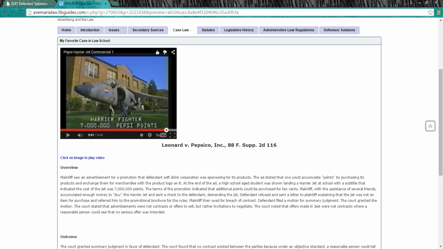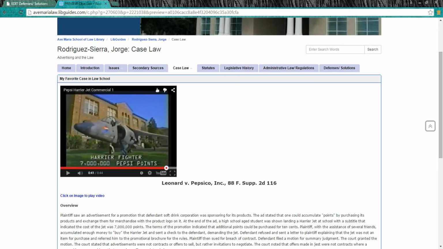As anyone who's read the case knows, he didn't get the jet because that was not considered a contract. That was considered just advertising, just some kind of entertainment, and the court said no serious consumer would think that you would be able to buy a military jet by drinking a soft drink. But there were many rounds of litigation that Pepsi went through in this case, and I thought it was great. It was a very, very funny case and a fun way to start the case law on advertising.